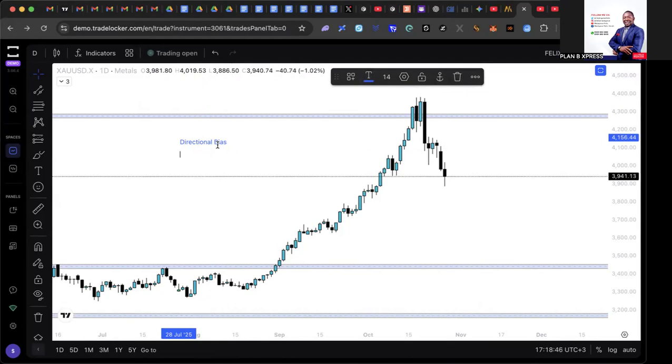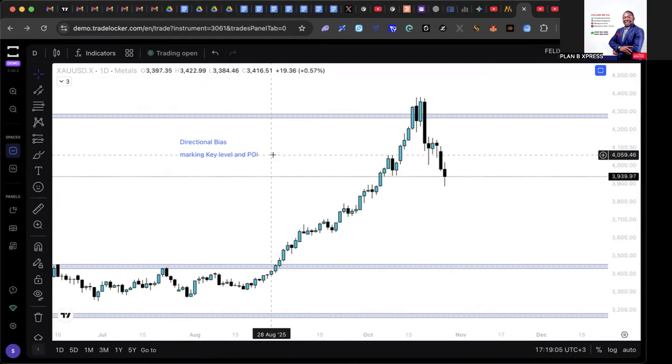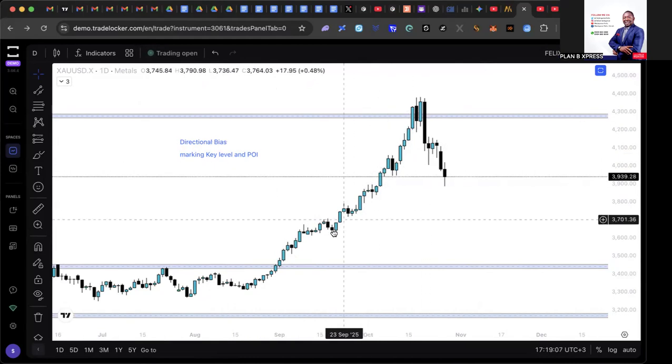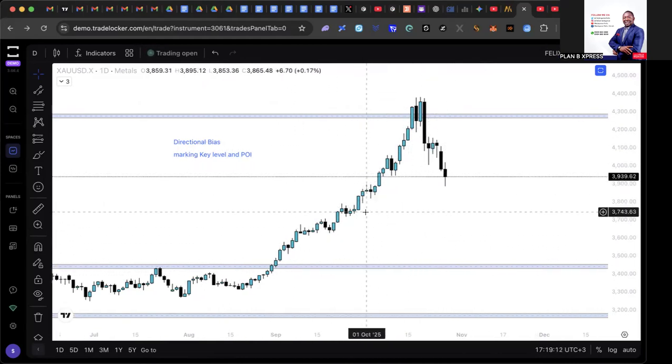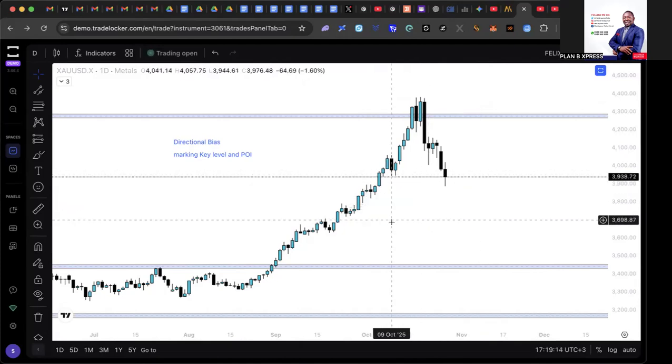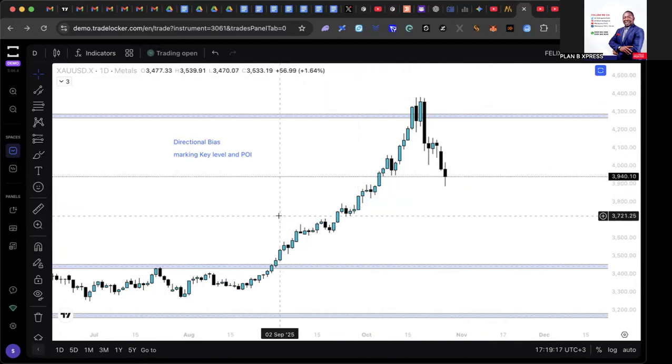So once I get the directional bias, then I want to mark key levels and points of interest, POI. Okay, so now let's go. I've already seen that the market is in an uptrend, so it's not difficult. It's an uptrend, but it's already trying to return back. But that's not the issue. So quickly, I'm going to go this way. What do I do? Let's go.